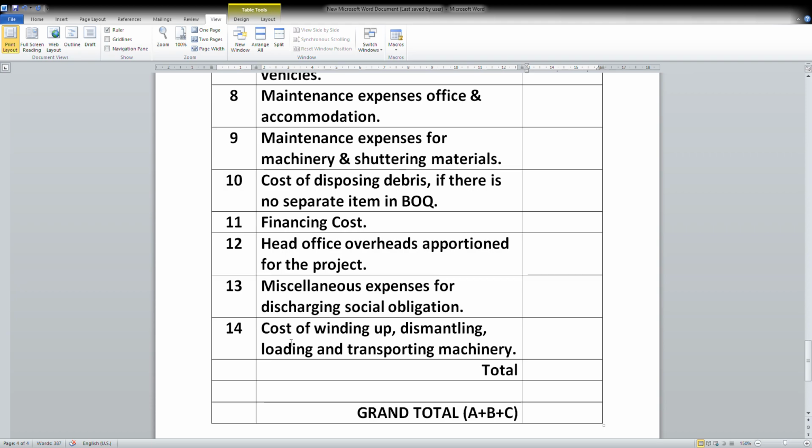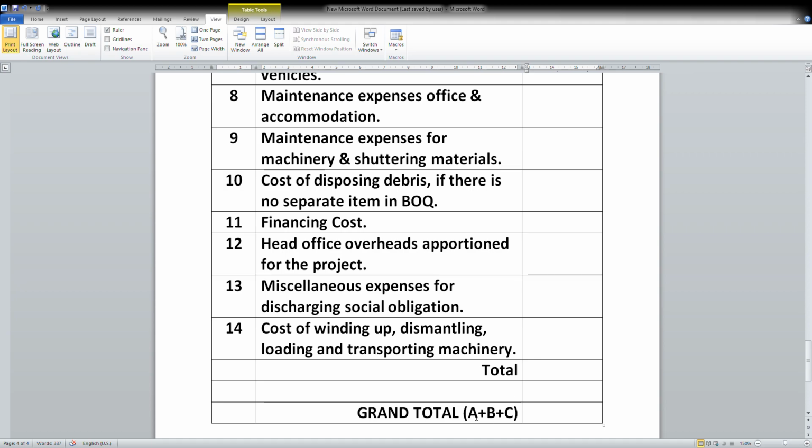Similarly, cost of winding up and dismantling, loading and transporting machinery at the end of the project. This is the demobilizing cost. That winding up, dismantling, loading, and transporting of machinery can be worked out separately and then considered here.